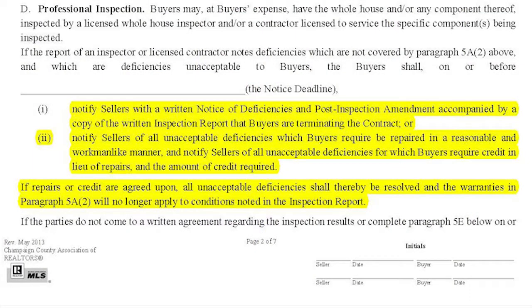Okay, so you notify under Roman numeral 1, notify sellers with a written notice of deficiencies in post-inspection amendment accompanied by a copy of the written inspection report that buyers are terminating the contract. Aha! That's a difference. So one option now is just cut to the chase. We're serving a notice, not trumping up a list of everything in the inspection report so we can go through this stupid charade of the buyer wants out because the inspection has taken the wind out of their sails. And so the only way under the old deal for them to get out, serve a notice that was filled with so many requests, loaded up like a Christmas tree, there was no possible way the seller would agree to it. Then you wait the seller out, and then the post-inspection agreement deadline comes and goes, and then and only then is the contract terminated.